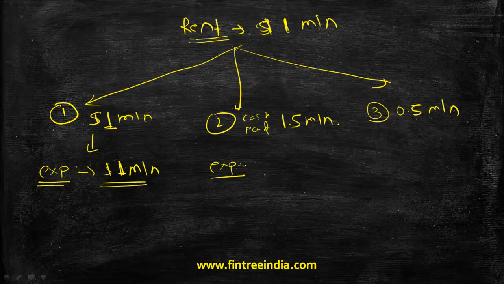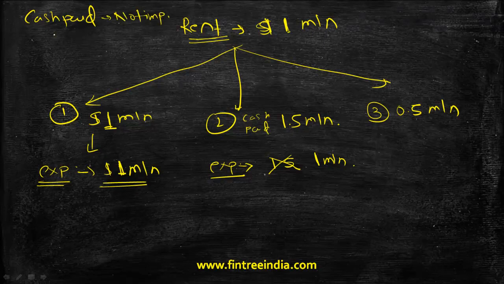Now the amount of expenditure is not going to be 1.5. The amount of expenditure is going to be $1 million because of the concept called accrual system of accounting. So what does it say? It says that the amount of cash paid is not important while considering what is the income or what is the expenditure. What is important is what is the amount of expense which has been incurred.